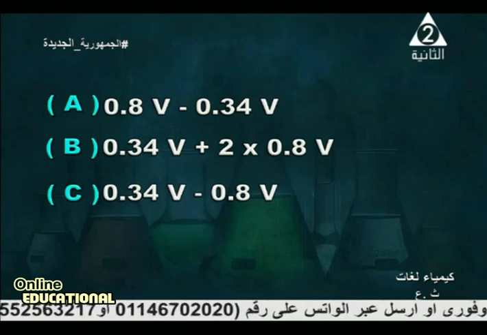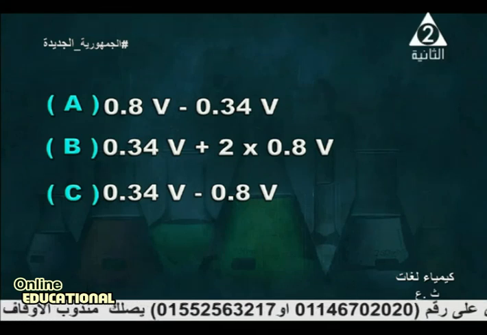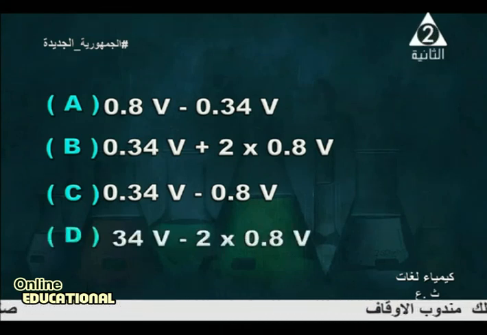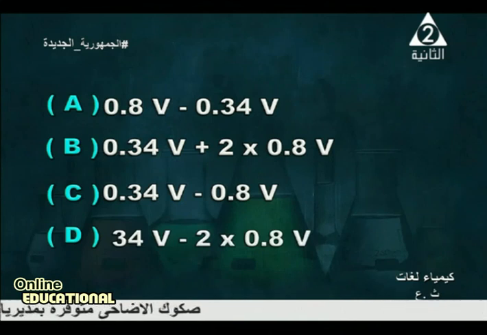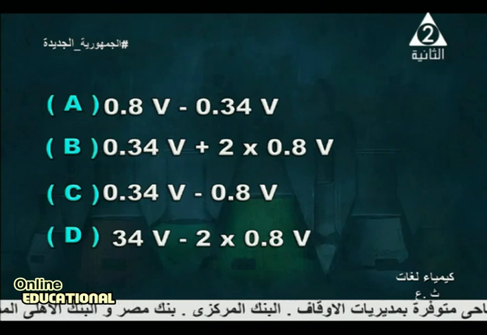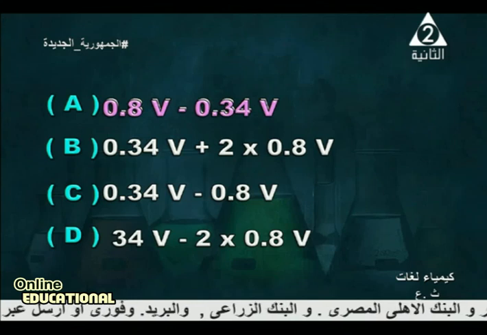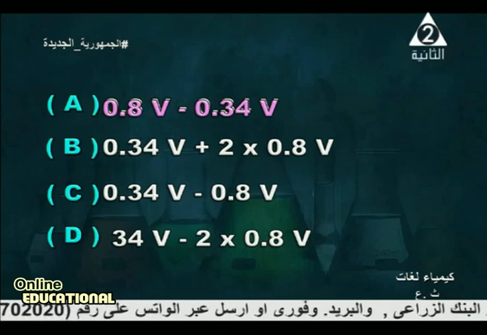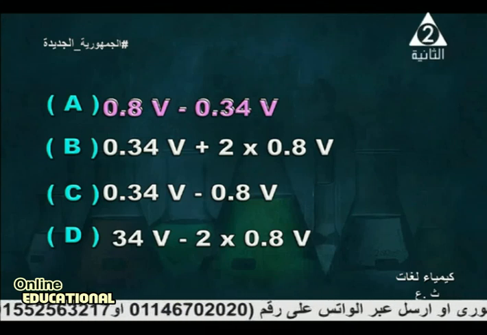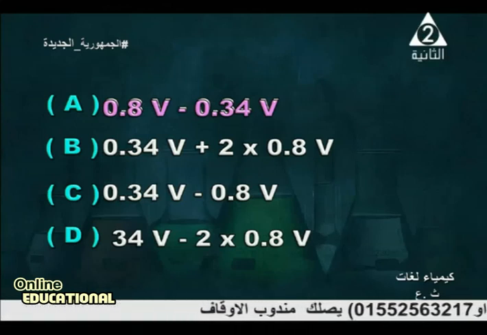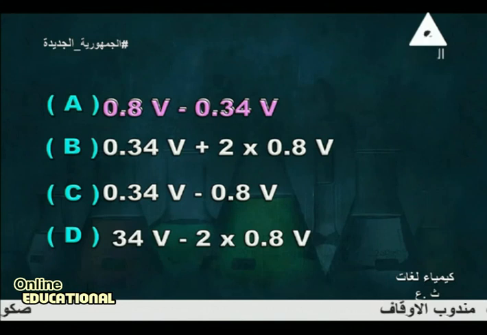Number A opposite number C. There is a big difference. And another one here for number D, 4 volts minus 2 by 0.8 volts. What do I say? The answer must be 0.8 volts minus 0.34. Why? To make a difference for the potential for this cell.